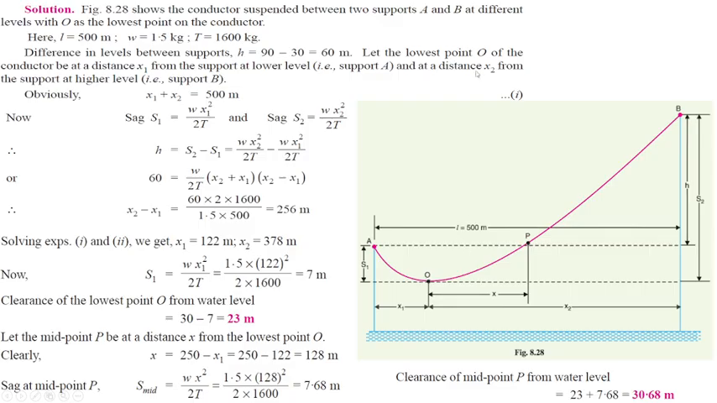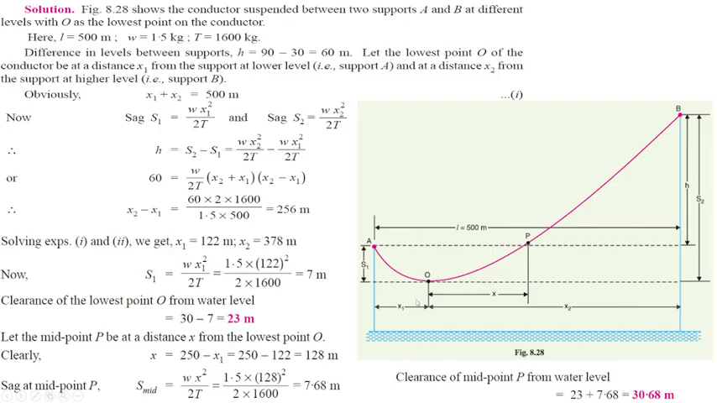O is the lowest point of the conductor. Assume this is x1 and the midpoint is P. The distance between P and O, we can assume, is x. If this is x1 and this is x2, then x1 plus x2 is equal to 500. So we have this first equation.